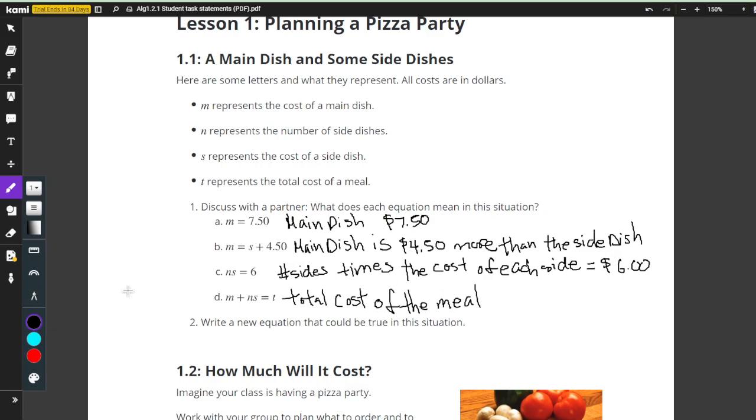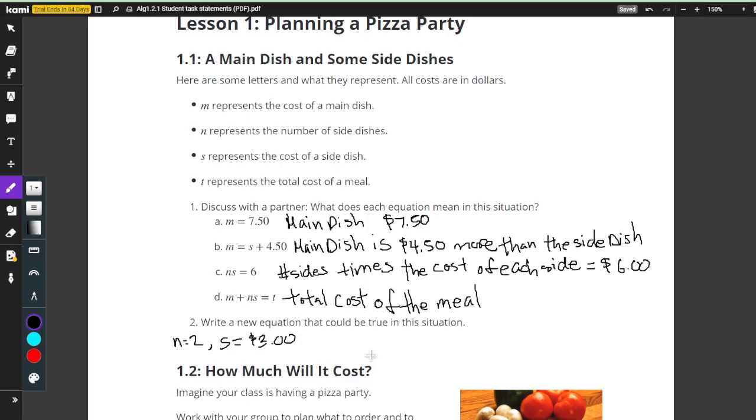Okay, so let's look at writing a new equation. Write a new equation that could be true for this situation. We can do a bunch of stuff. Okay, the first one's easy. We don't know what N is, so we can always make an equation where N equals 2. So if N equals 2, that means we are asking for 2 dishes. That means the cost of S will be what? S has to equal, well, 2 times what will give me 6? S is going to be $3. So 2 dishes at $3 a piece equals $6 total.